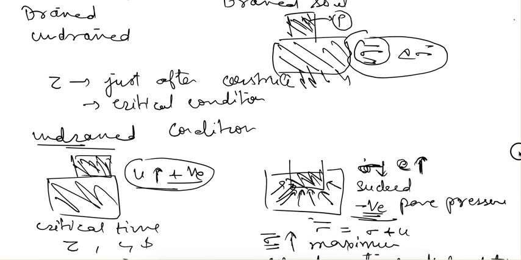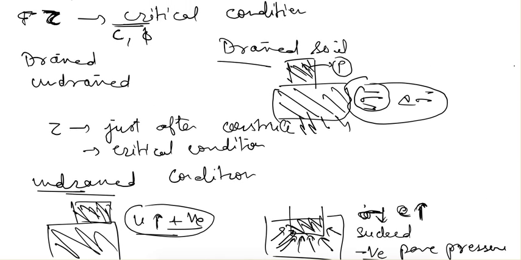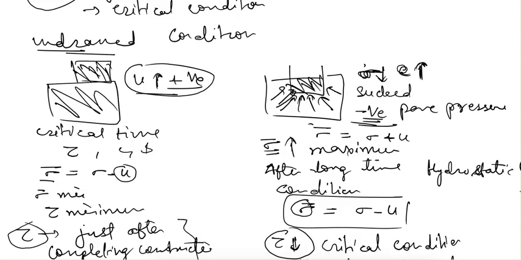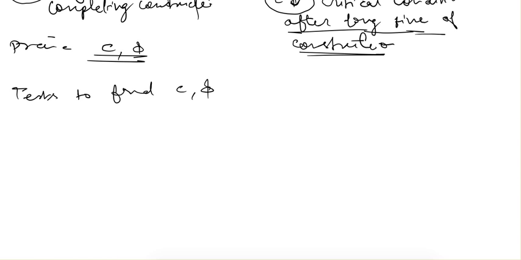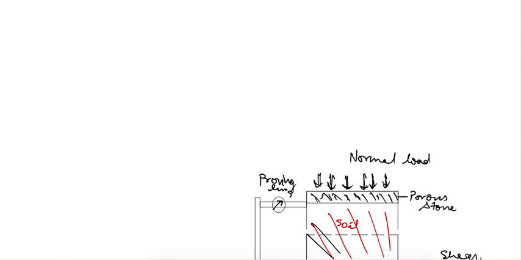And similarly in case of drained condition, just after the construction we'll find out the shear strength. So this is all about the drained or undrained condition, and depending upon that when we have to find out C and phi. Next we will see the tests to find out these values of C and phi. So first is direct shear test.